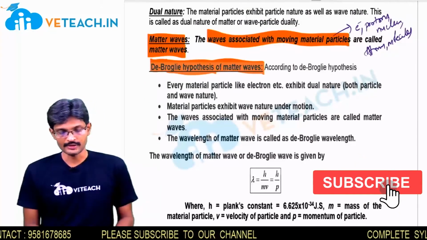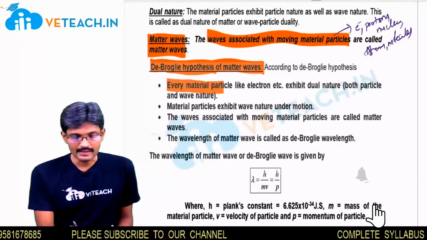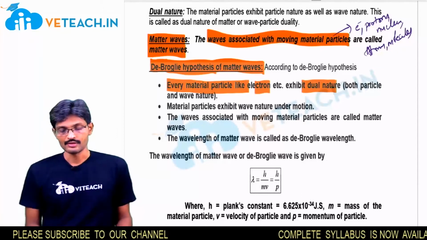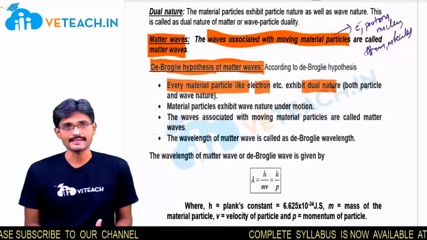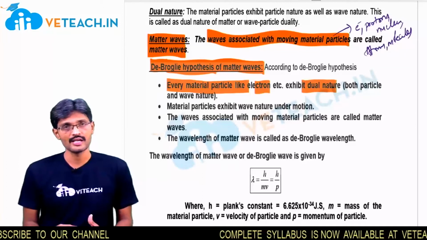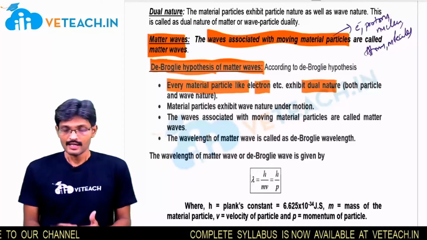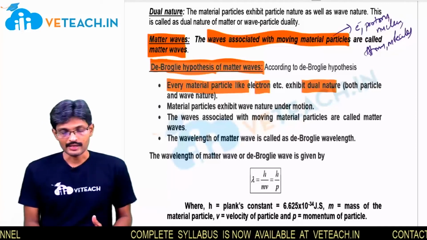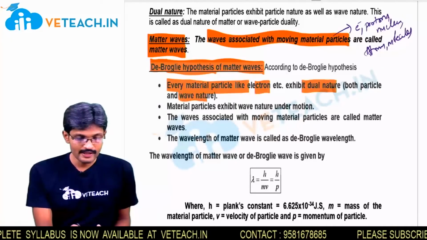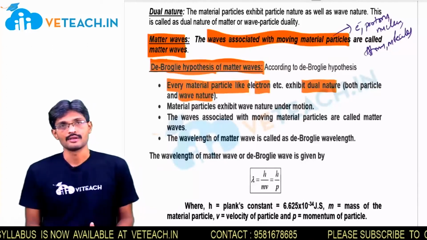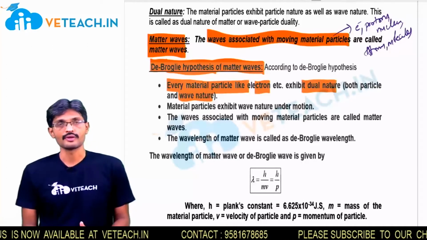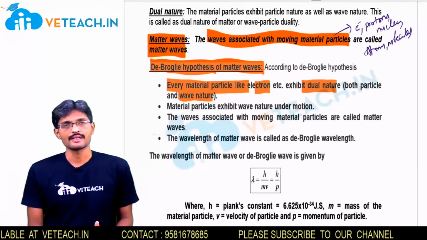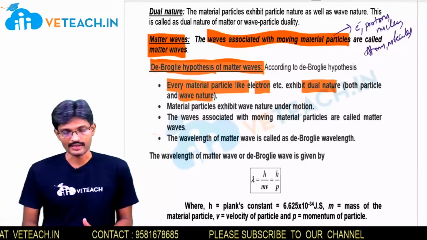The hypothesis is like this: every material particle like electron exhibits dual nature. Since the electron is a particle, it exhibits particle nature, since it has mass and velocity. Simultaneously, at a particular instant of time, this electron also exhibits wave nature in addition to particle nature, and this is the main concept of de Broglie's hypothesis. De Broglie proposed that every material particle possesses dual nature.